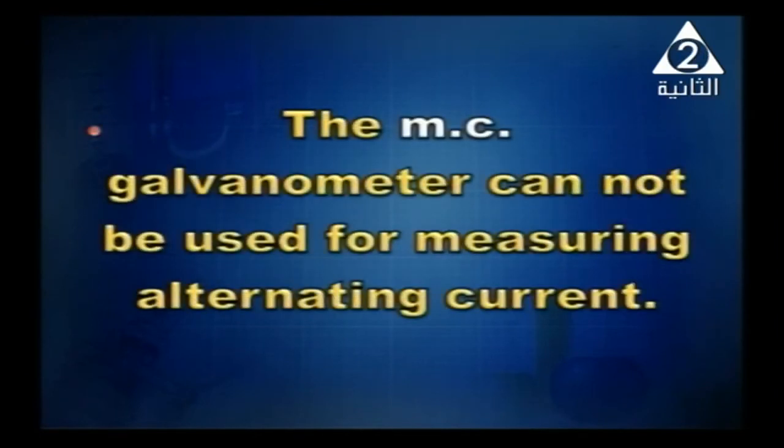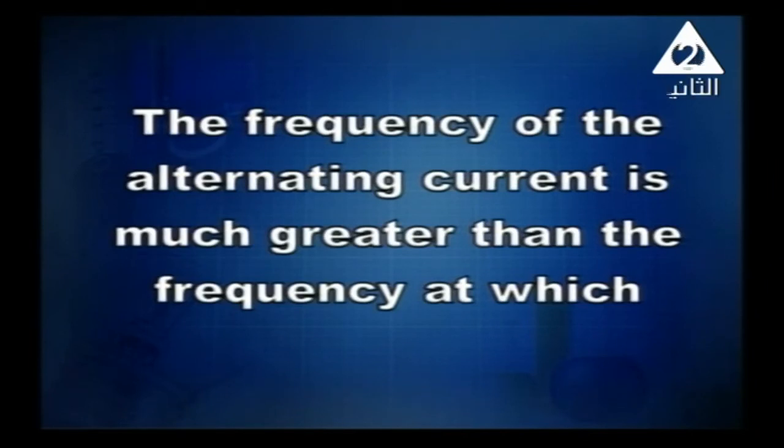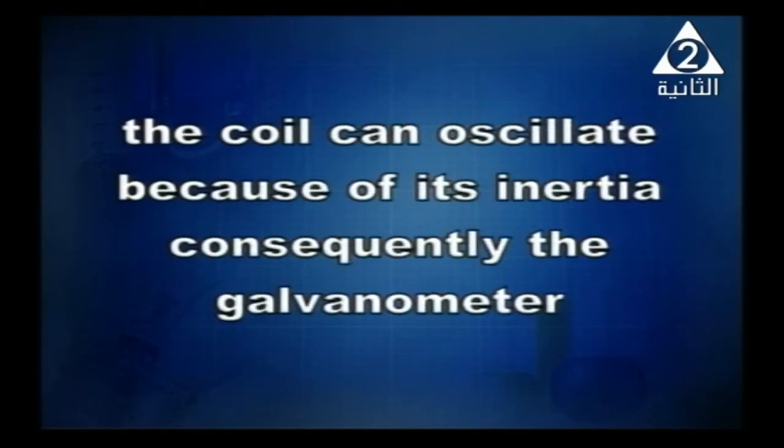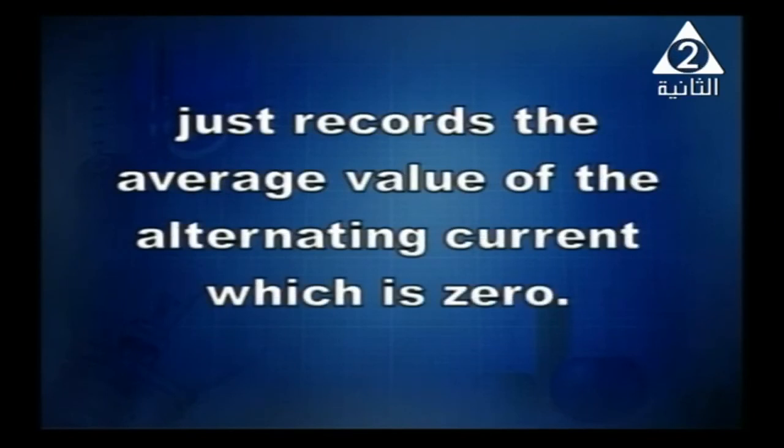The moving coil galvanometer cannot be used for measuring alternating currents. As a matter of fact, the frequency of the alternating current is much greater than the frequency at which the coil can oscillate because of its inertia. Okay, inertia of the coil. Consequently, the galvanometer just records the average value of the alternating current. And the average value of the alternating current is 0.